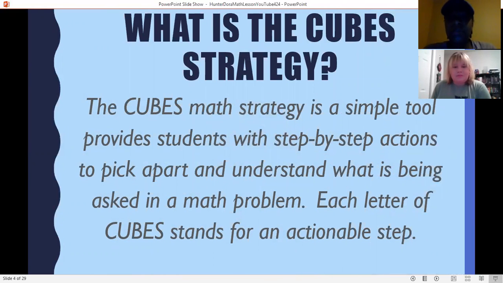I know you're probably wondering, what is the cube strategy? Well, it is a tool that provides students just like you with step-by-step actions to pick apart and understand what is being asked in a math problem. Cubes is actually an acronym. That means each letter in the word cubes stands for an actionable step.